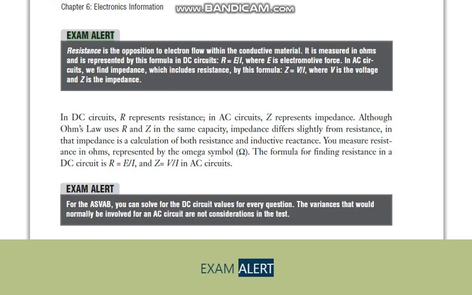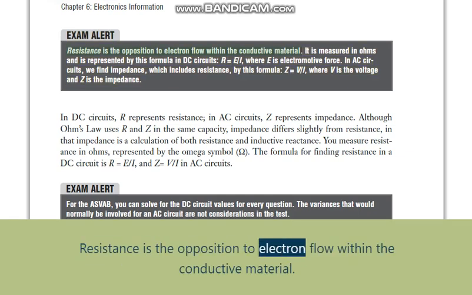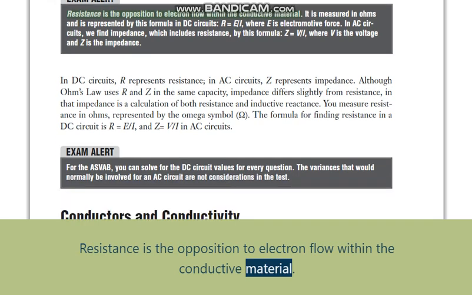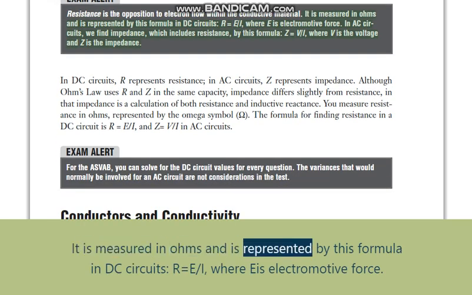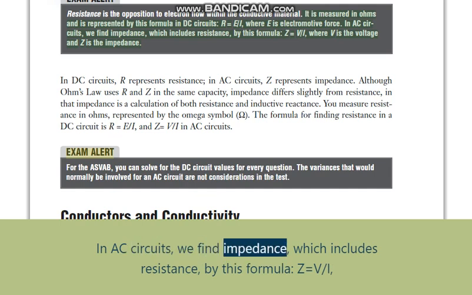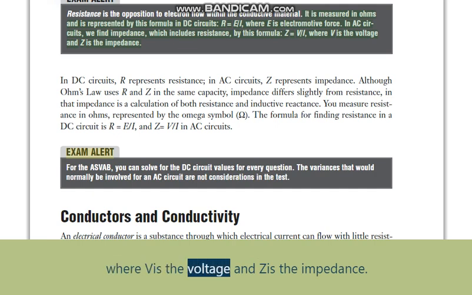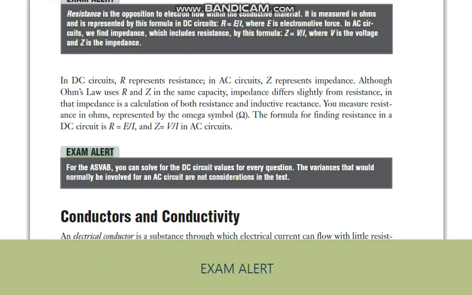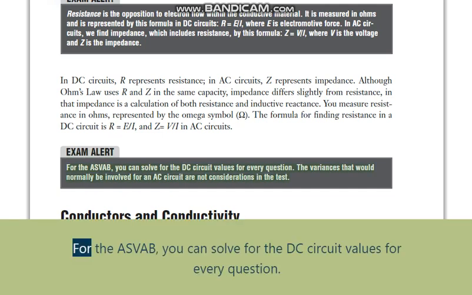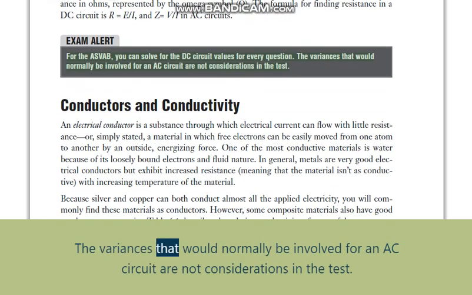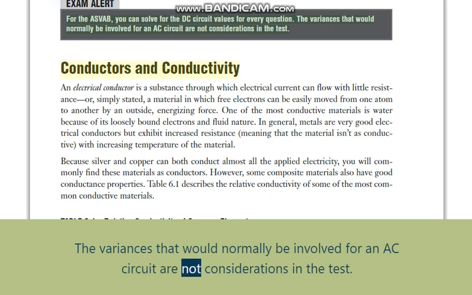Exam alert. Resistance is the opposition to electron flow within the conductive material. It is measured in ohms and is represented by this formula in DC circuits, R equals E/I, where E is electromotive force. In AC circuits, we find impedance, which includes resistance, by this formula, Z equals V/I, where V is the voltage and Z is the impedance. Exam alert. For the ASVAB, you can solve for the DC circuit values for every question. The variances that would normally be involved for an AC circuit are not considerations in the test.